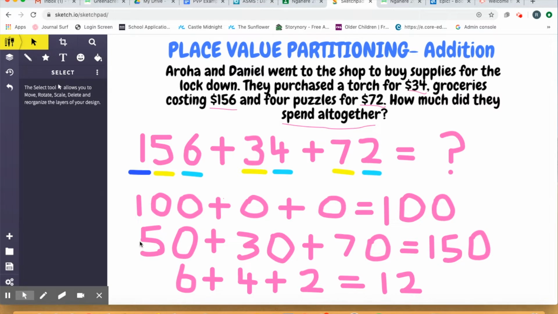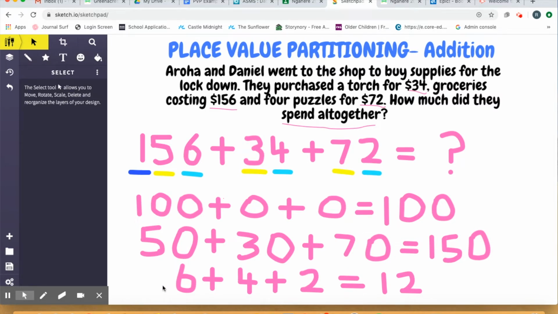My tens, I've got 50 and 30 and 70. Now I know this makes 150, and the way that I did this was I looked for groups. So I know 70 and 30 makes 100 because I know 7 and 3 makes 10. Add on my 50 gives me my 150.